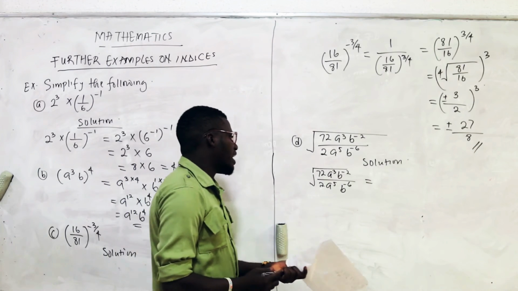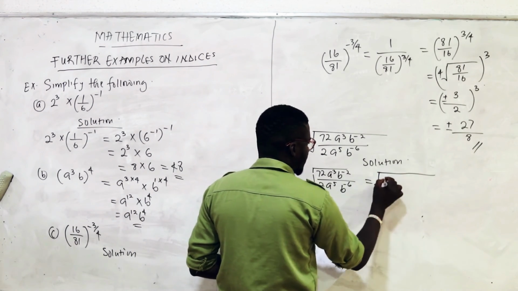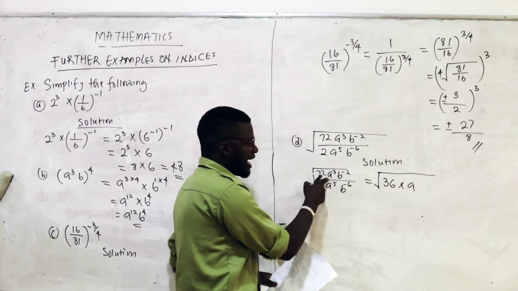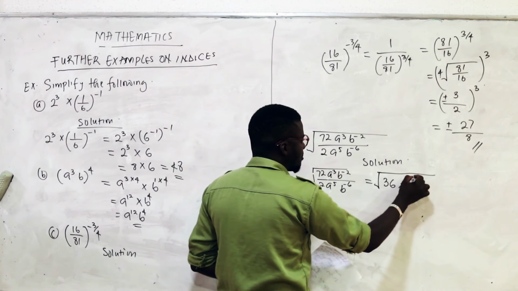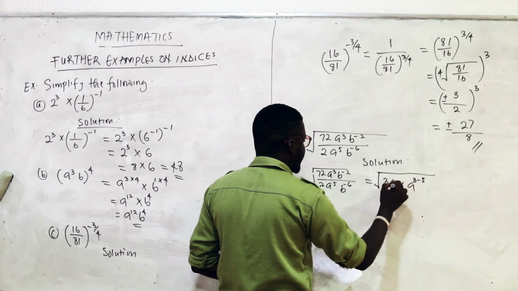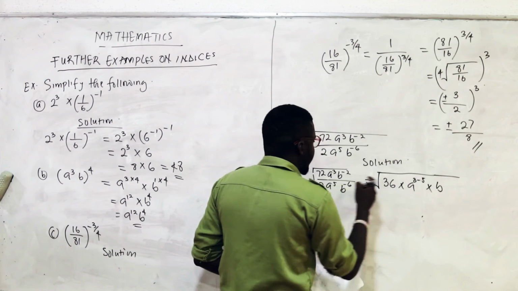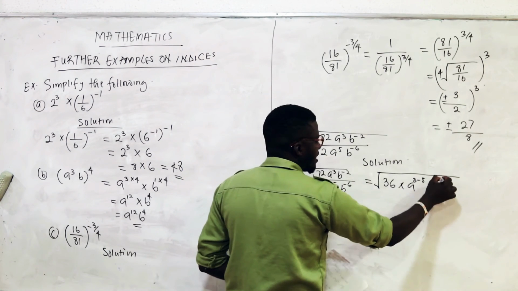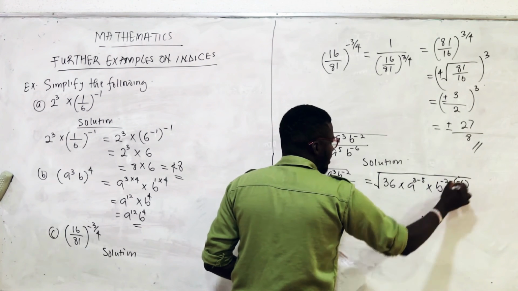So here I'm going to have the square root of 36, then multiplied by a^3 divided by a^5, so I'm going to have a raised to the power of 3 minus 5, then multiplied by b to the power of, here I have b^-2 divided by b^-6. So I have b raised to the power of -2 minus (-6).